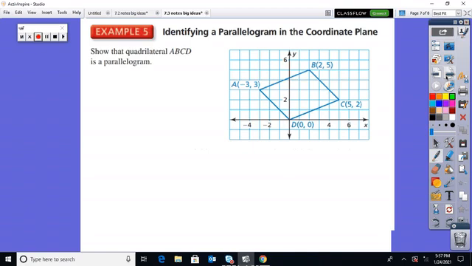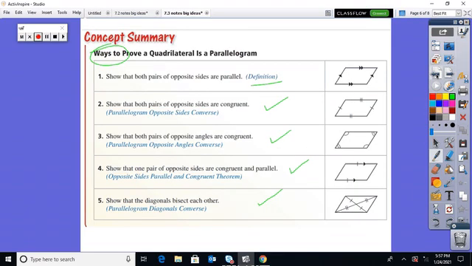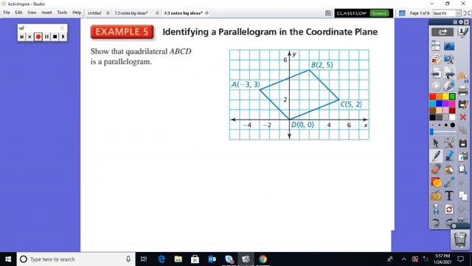All right, last thing we're going to do in this section, using the coordinate plane. Identifying a parallelogram in the coordinate plane. Show that the quadrilateral ABCD is a parallelogram. So now, any of these ways will work. The easiest way is to show that the opposite sides are parallel. How do we do that using coordinates? What comes back? Of course, our slope.